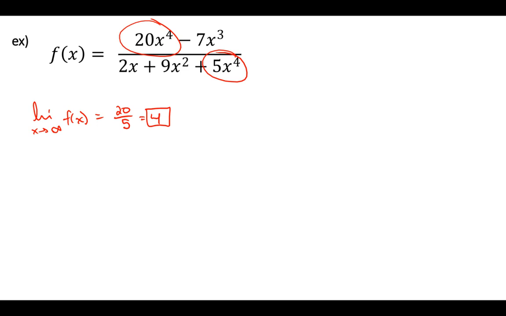And it will be the same for the negative one as well. I still want you to write it out. 20 over 5, which equals 4 in both cases.